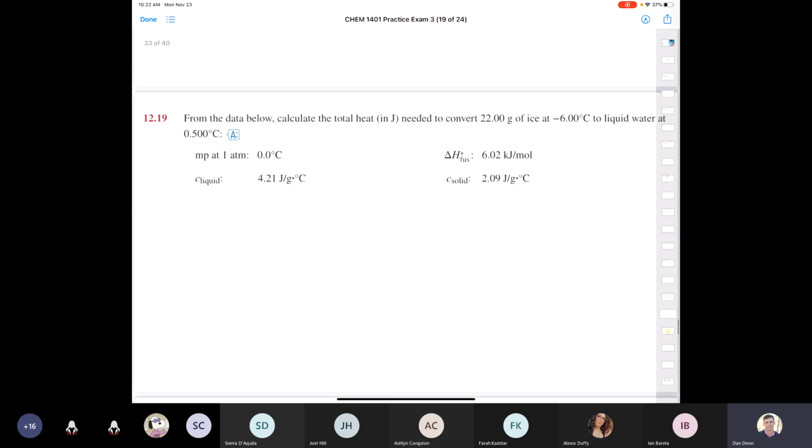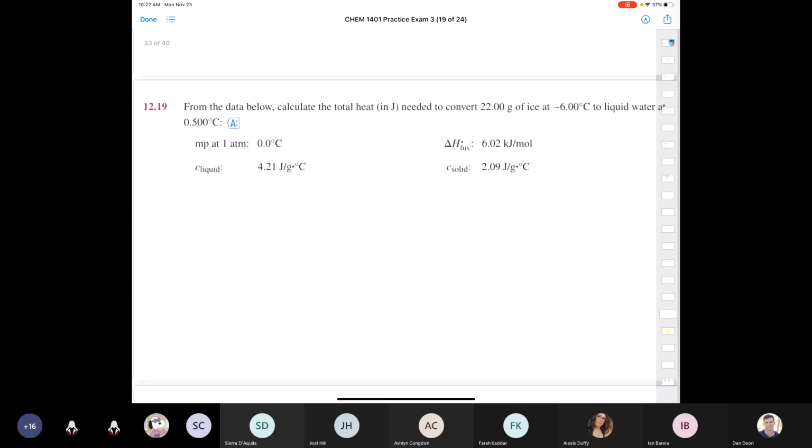Try another practice problem from our book. This is question 12.19. From the data below, calculate the amount of heat in joules required to convert 22 grams of ice at -6 degrees Celsius to liquid water at 0.5 degrees Celsius. Well, let's take a look at what our heating curve would look like first.